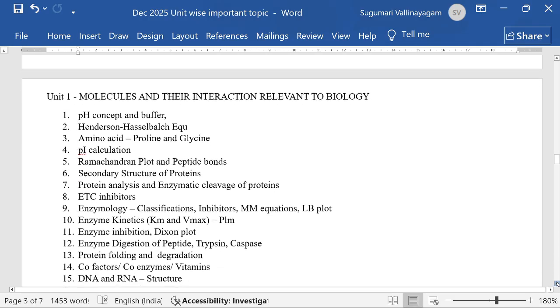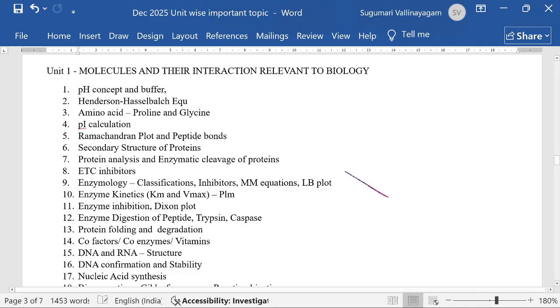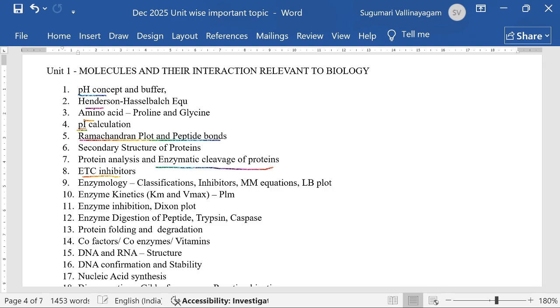Hereafter are some important topics. Unit 1, the molecules. The pH concept is very important, and Henderson equations, amino acids, PI calculation method. The Ramachandran plot is most important; definitely one question from this will come. And then electron transport chain inhibitors are most important. Protein analysis in the system, enzymatic cleavage: which enzymes are cleaving the proteins. And from the enzyme concept, you can expect 3 or 4 questions.